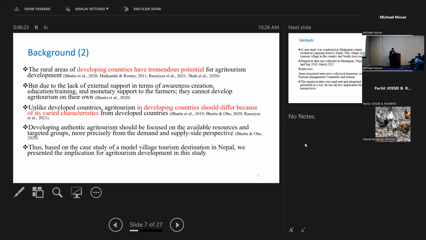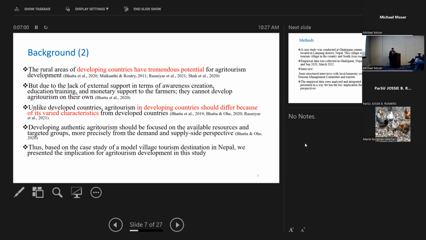We knew that the rural destinations of developing countries have huge potentials of tourism development, but due to the lack of knowledge of the farmers, they cannot develop their own tourism, agritourism by themselves. Therefore, they need external supports in terms of monetary or training or different kinds of supports.